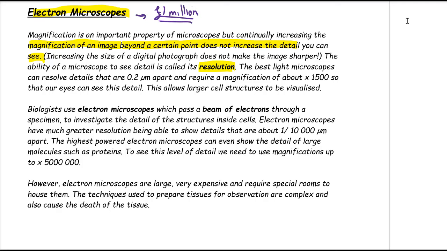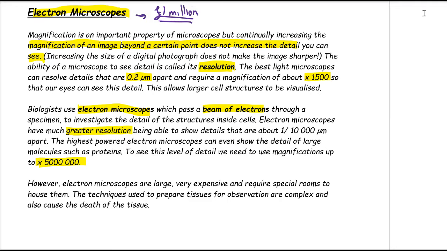The best light microscopes can resolve details that are about 0.2 micrometers apart and require a magnification of times 1,500 so that our eyes can see this detail. But electron microscopes use a beam of electrons to pass through a specimen, and they can see the details of the structures inside the cells. They have a greater resolution, being able to show details that are about 10,000 micrometers apart. The highest powered electron microscopes can even show detail of large molecules such as proteins, and they can have magnifications of up to 5 million.